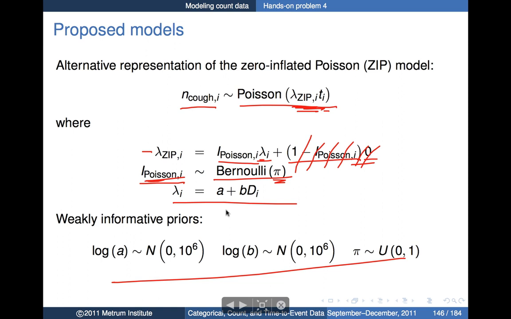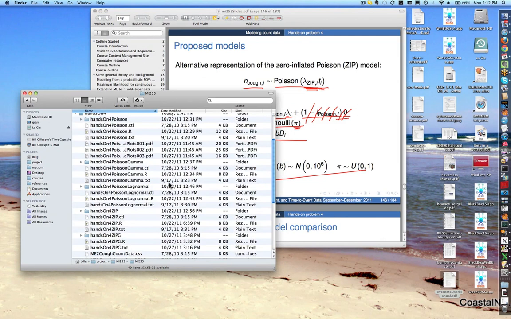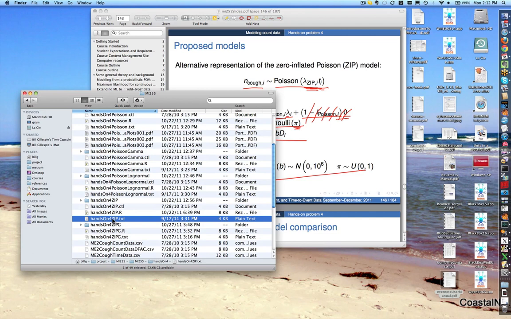So, keeping that in mind, let's go ahead and open up the WinBUGS model. That's inside our hands-on four folder, hands-on zip.txt.